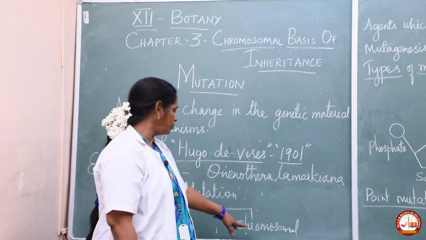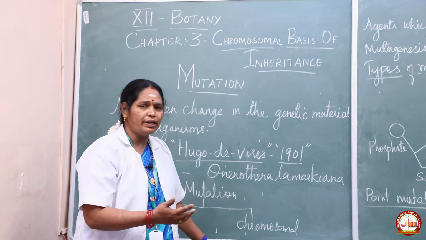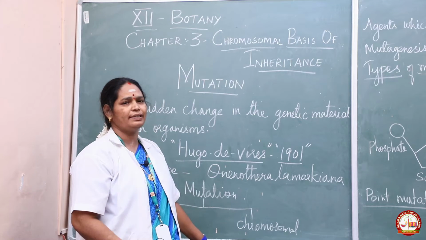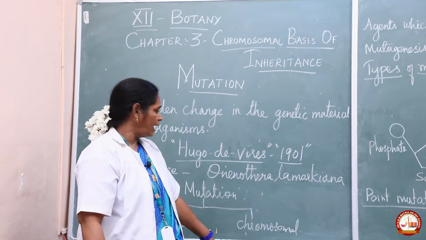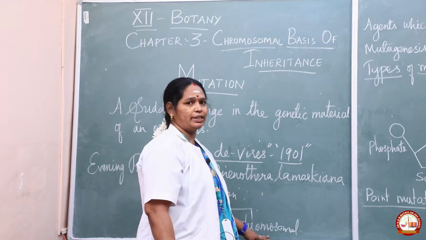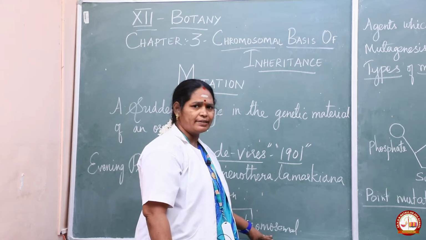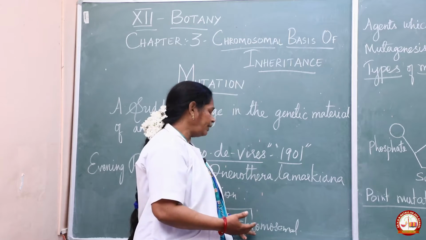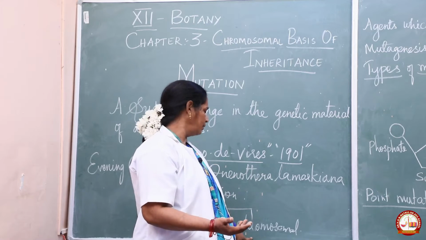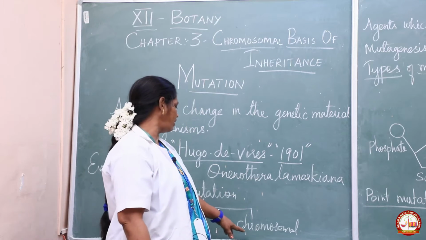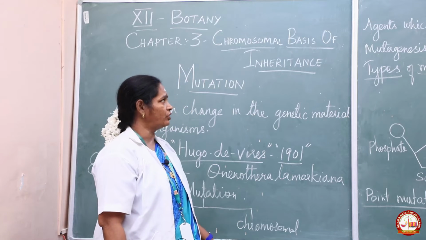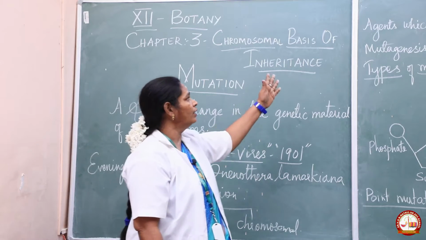What is chromosomal mutation? In chromosomal mutation, the mutation takes place in the number and structure of the chromosome. As we know, it is a thread-like structure, the physical basis of heredity, and any change that occurs in its structure and number is referred to as what? Chromosomal mutation.